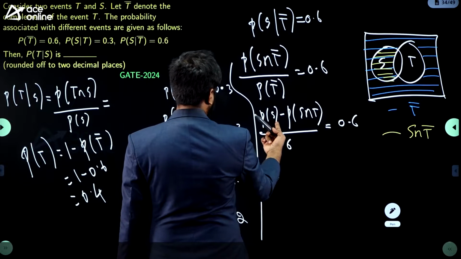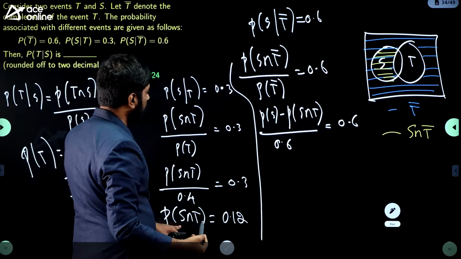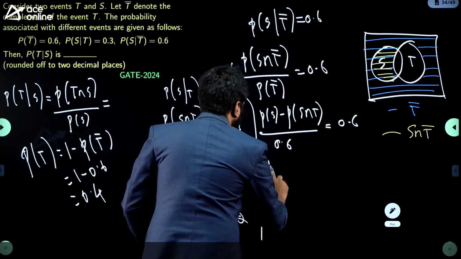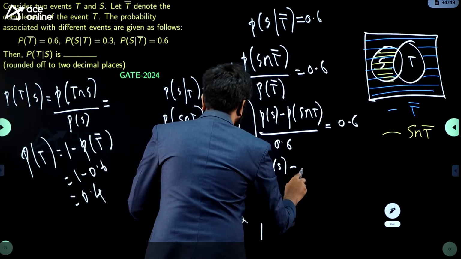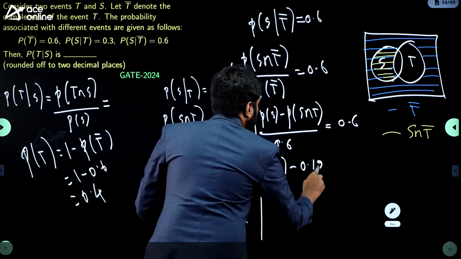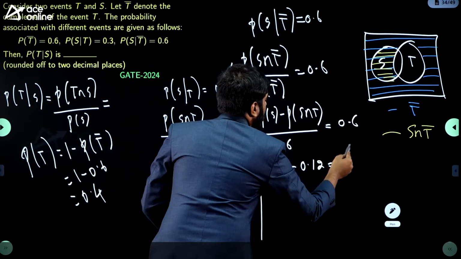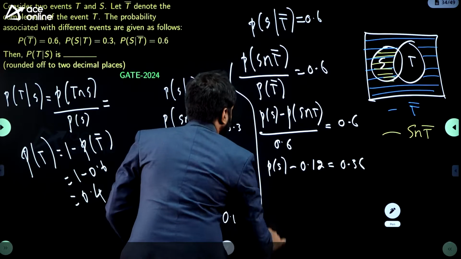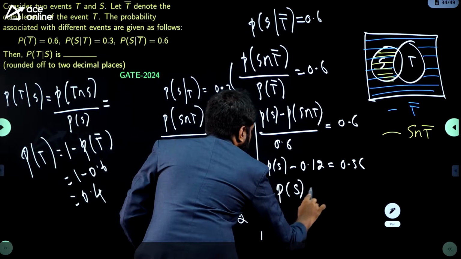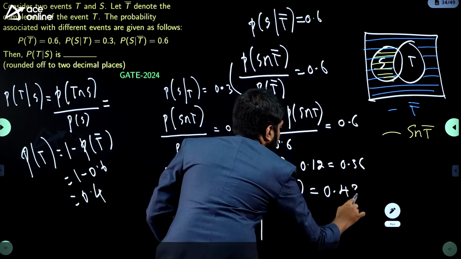What we need is P of S, we already know S intersection T probability. So, P of S minus 0.12 is 0.6 into 0.6, which is 0.36. Finally, we have P of S, which is 0.48.